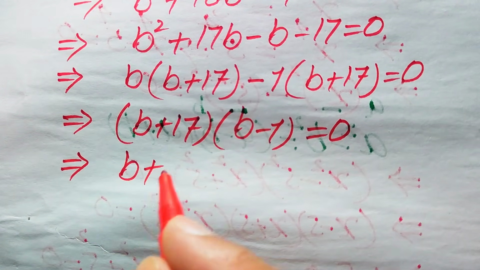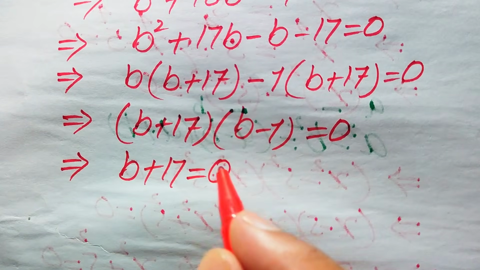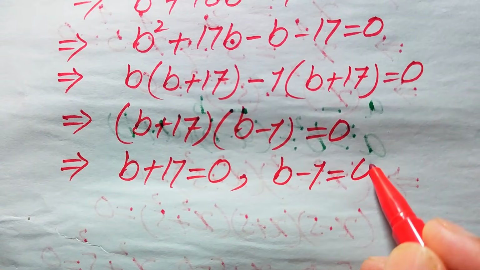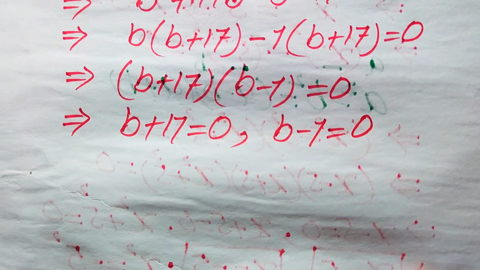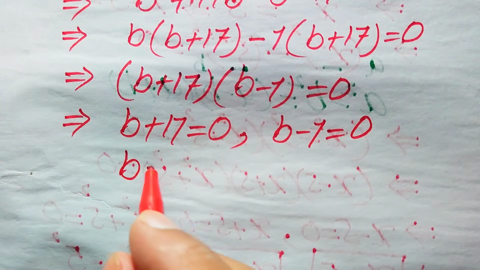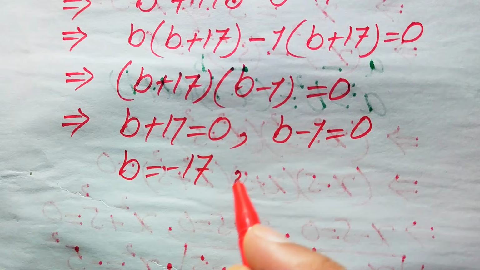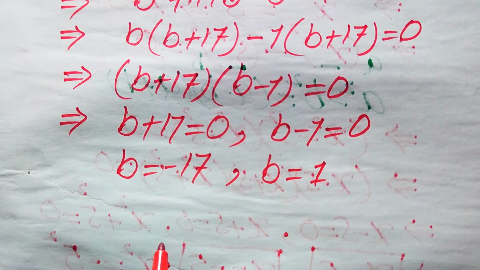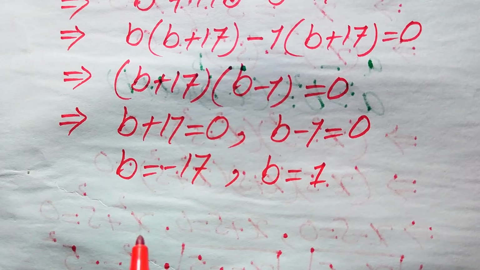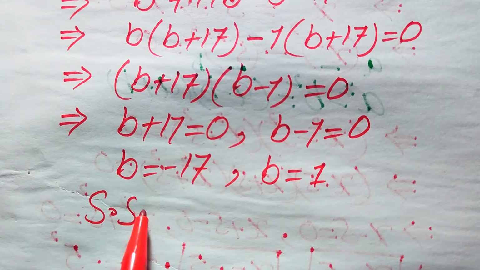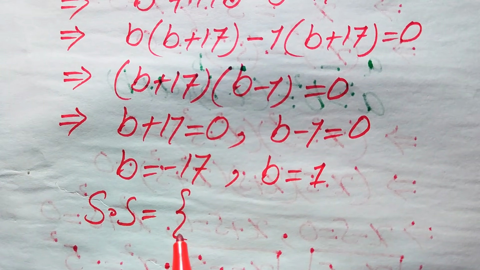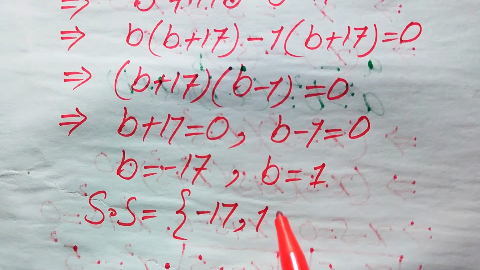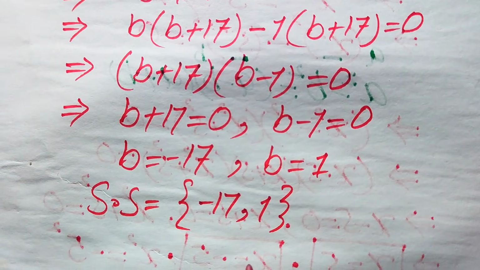So we divide this equation into two cases. The first case is we write b plus 17 is equal to 0, and the second case is we write b minus 1 equal to 0. From here we get the value of b is equal to minus 17, and from here we get the value of b is equal to 1. So you see that in the second method we again get these two roots of the given equation, but in the first method we already verified that both of these two roots satisfy our given question statement. So finally we have the solution set of the given question is minus 17 and 1.